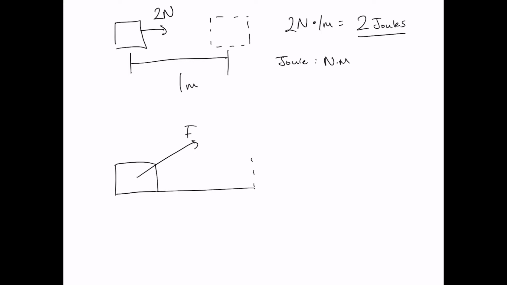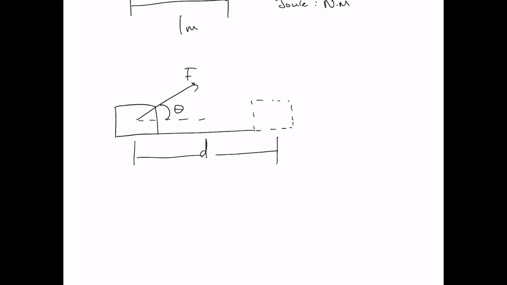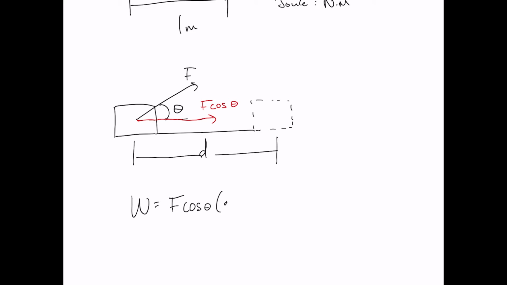To explain this, I'm going to draw it out. So if we have a block and it moves a distance d, but the force is being applied at an angle theta, then we just need to take the horizontal component of that force F. So using trigonometry, we know that the horizontal component of that force is equal to force times cosine of theta. So our work is equal to force times cosine of theta times the distance, d.